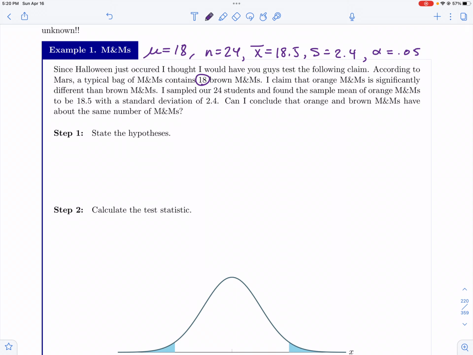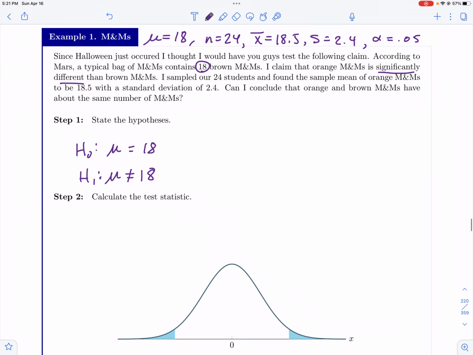So again, the words significantly different are going to help us with the claim. So that means we're looking at the equals, not equals case. So our H1 is going to be mu not equal to 18. Our H naught is going to be that mu equals 18.